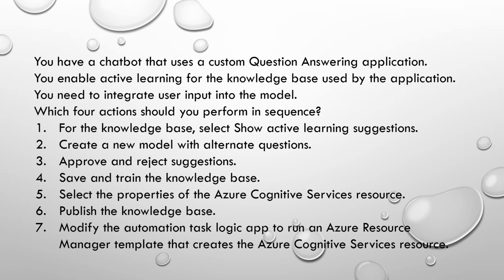For the knowledge base, select Show Active Learning Suggestions. Create a new model with alternate questions. Approve and reject suggestions. Save and train the knowledge base. Select the properties of the Azure Cognitive Services resource. Publish the knowledge base. Modify the automation task logic app to run an Azure Resource Manager template that creates the Azure Cognitive Services resource. Now let us break down the question.